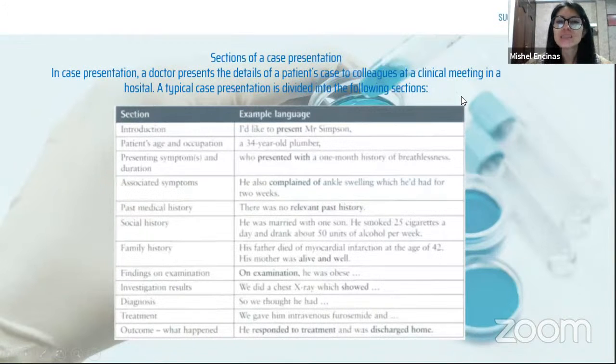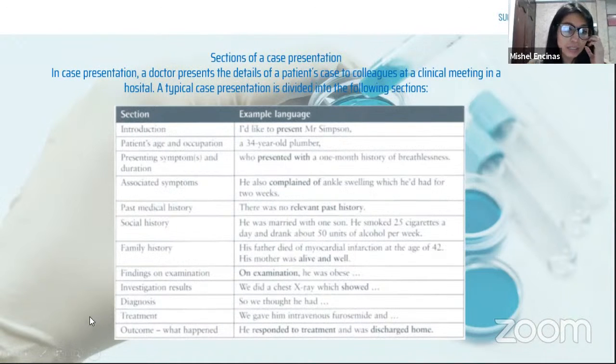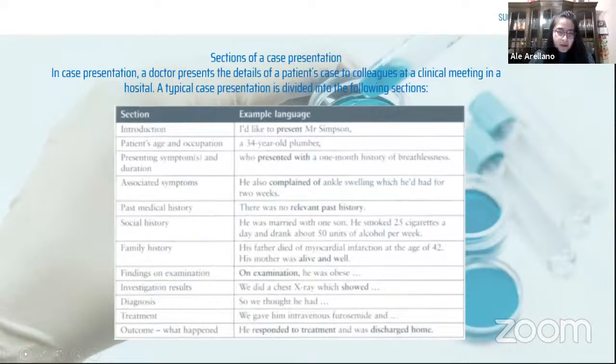Okay, I think it's pretty much what you do with your patients. Am I right, Ale? Yes, miss, it's right. Okay, that is important. Okay, you can follow these structures or sections. Is there any question of vocabulary? No, miss.